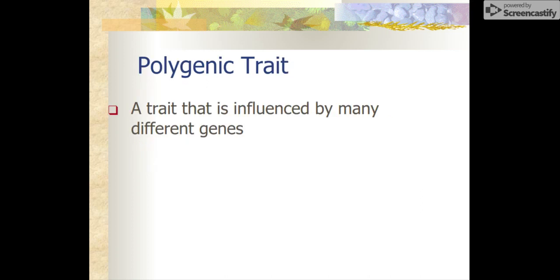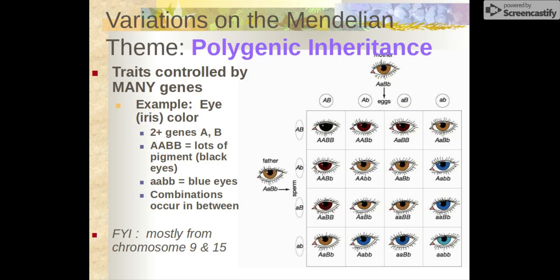Okay, polygenic, many different genes are influencing this trait. It could be 2, 3, 4, so on. Okay, so we look at something like eye color. And so this is an example of just two genes regulating eye color. I'm fairly certain it is more than two genes. And so this just looks at pigmentation.